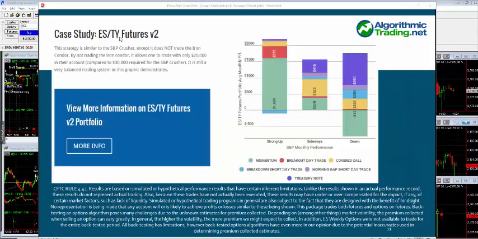This is a similar case study picture to the one we had on the other slide, only with the ESTY futures, so just another way to look at the data.